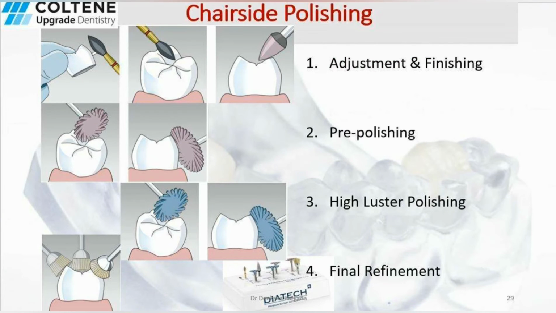Polishing is that one stage which gives the final luster and shine to the restoration that we have fabricated. The chair side polishing comprises 4 steps, that is adjustment and finishing, a pre-polishing phase, a high luster polishing phase, and the final refinement phase using the polishing aids that are available to us.